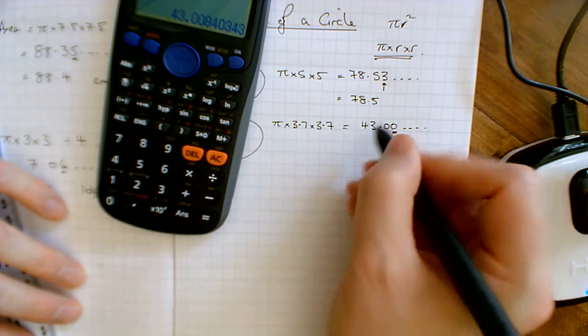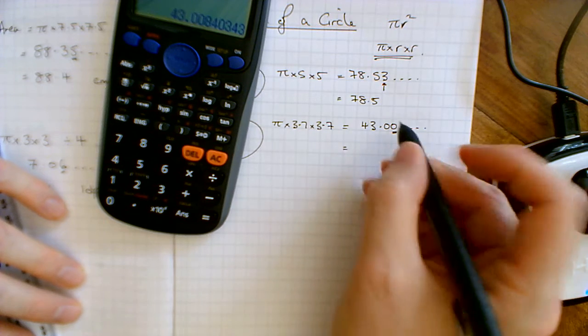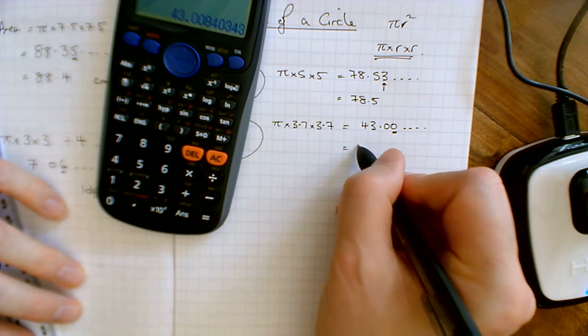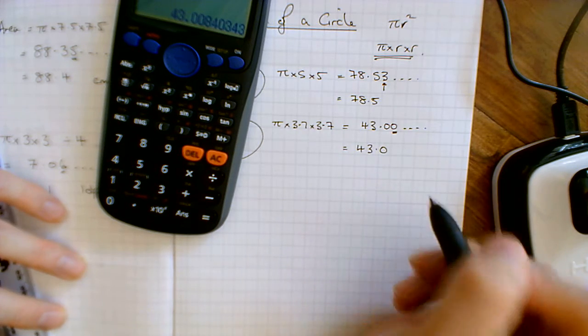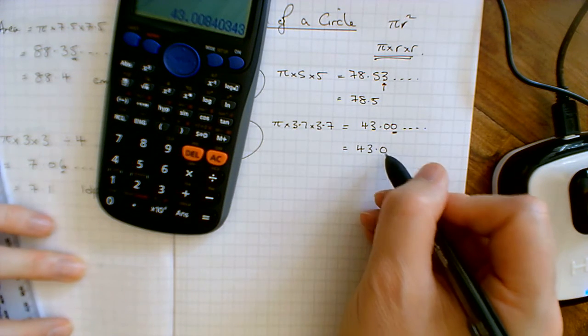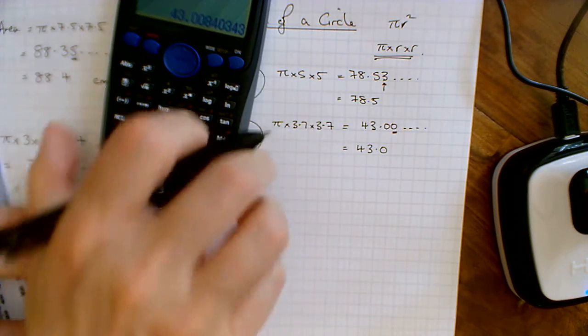This clearly is less than 5, so it's not going to affect this number, so I'm just going to be left with 43.0, and I am in fact going to put the 0.0 in because it's asked me to give it to 1 decimal place, so that is the 1 decimal place indicated.